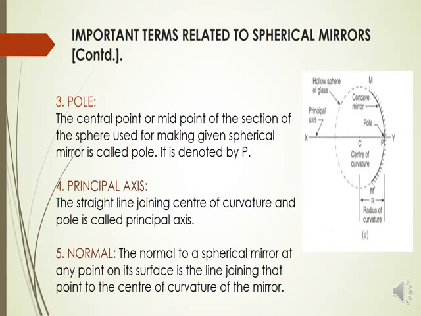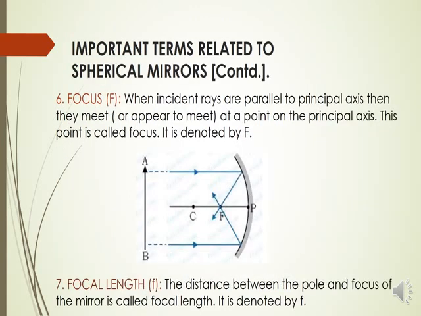The next term is focus. When incident rays are parallel to principal axis, then they meet or appear to meet at a point on the principal axis and this point is called focus. And focus is denoted by capital F.